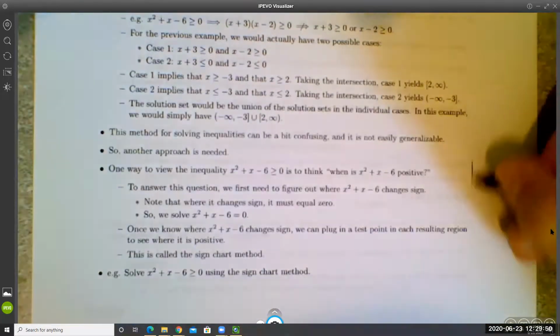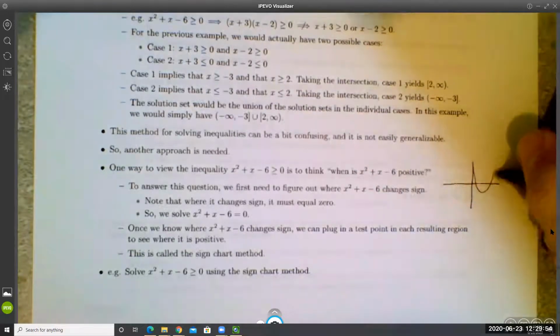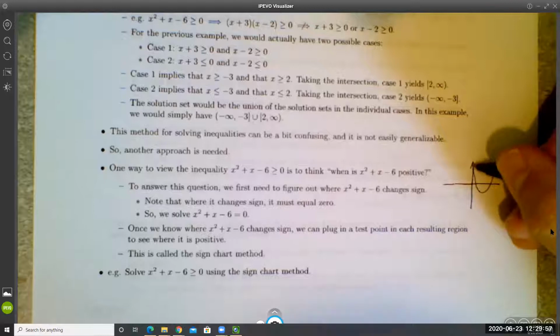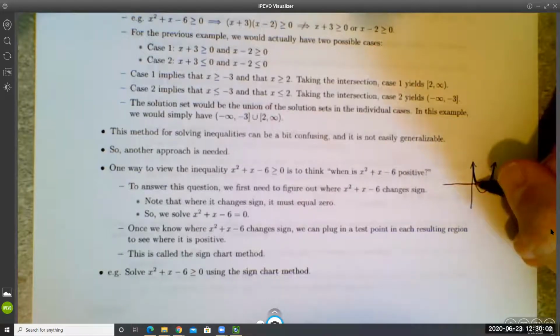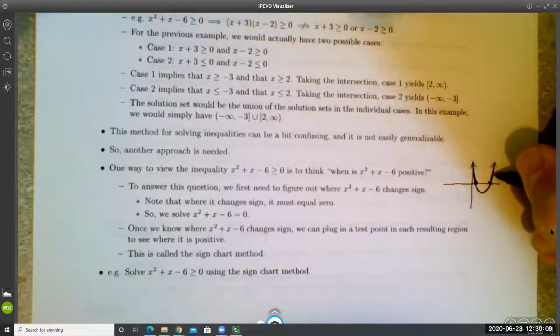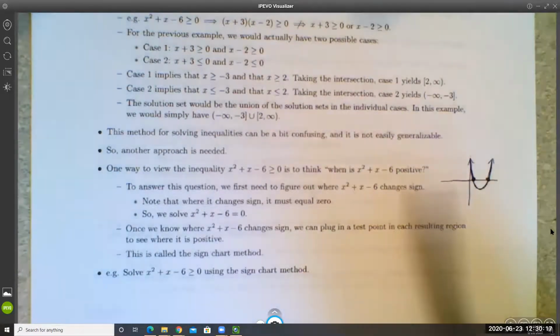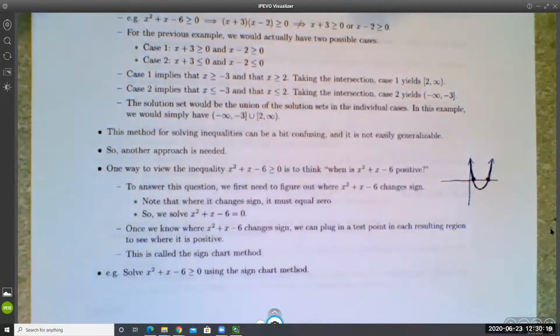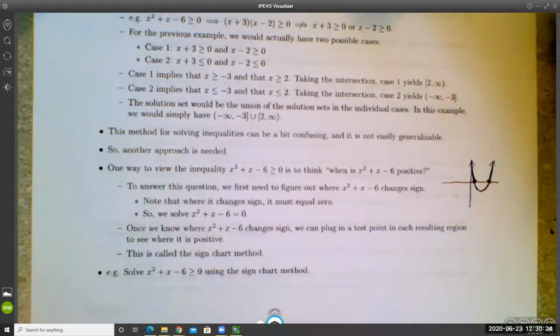So to draw a picture, imagine that you had this quadratic, and I really don't know what it looks like, but from here to here, it's positive, and from here to here, it's positive, and then in between, it's negative. But the place where it changes sign, from positive to negative, and then from negative to positive, the function is equal to 0, right? So we start off finding where the expression is equal to 0. And then once we've done that, we can figure out in which regions it's positive and in which regions it's negative, right? That's called the sign chart method.